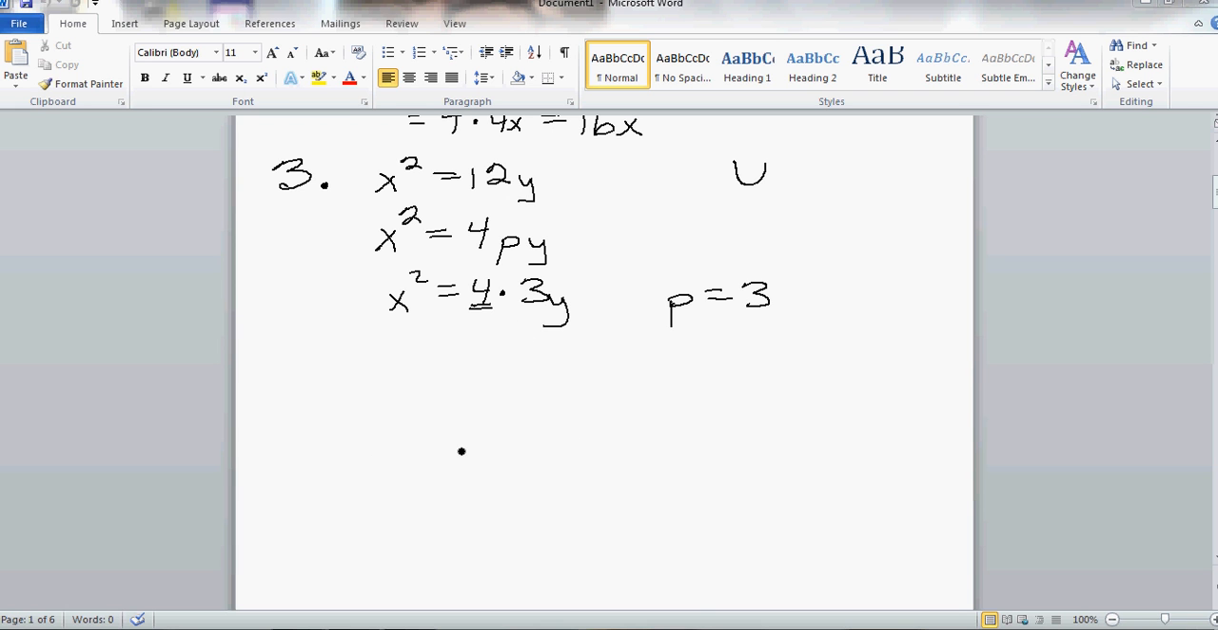So now let's see what that's going to cause us to do. First of all, the vertex is at 0, 0. There are no expressions here like x plus 5 or y minus 1 or anything like that. So that means the vertex is at 0, 0. This plays into when we did transformations. The same type of rules apply.